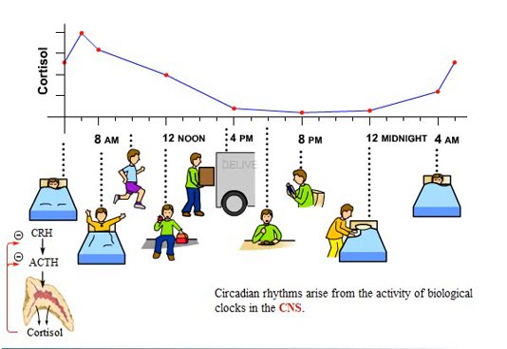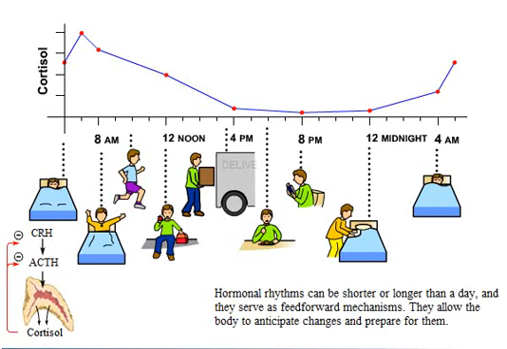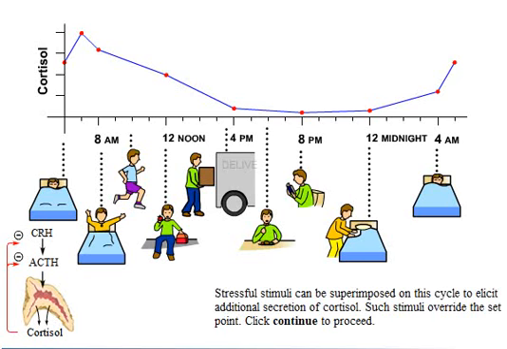Circadian rhythms arise from the activity of biological clocks in the CNS. They alter the set point for a hormone, and negative feedback systems maintain hormone levels around the established set points for a particular time of day. Hormonal rhythms can be shorter or longer than a day, and they serve as feed-forward mechanisms. They allow the body to anticipate changes and prepare for them. Stressful stimuli can be superimposed on this cycle to elicit additional secretion of cortisol. Such stimuli override the set point. Click Continue to proceed.